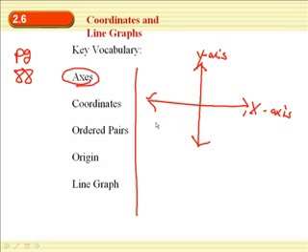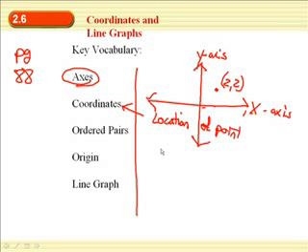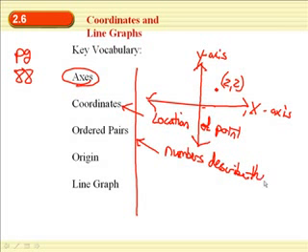Coordinates is like if you plot a point, you go over and up and there's a dot right here. That coordinate, it might be coordinate 2, 2. Coordinate is the location of a point. Okay, the ordered pair is how you name it. Let me see what the book says for an ordered pair. It's numbers that describe the location.